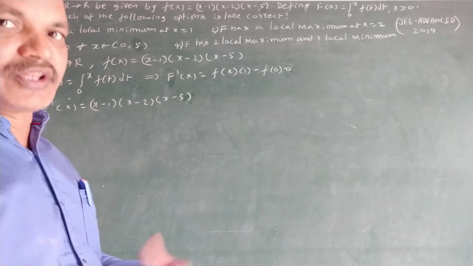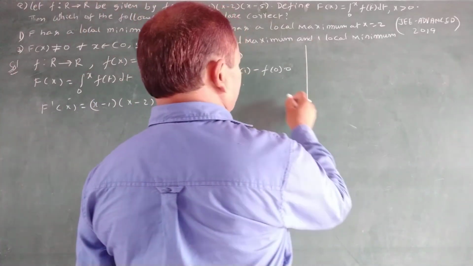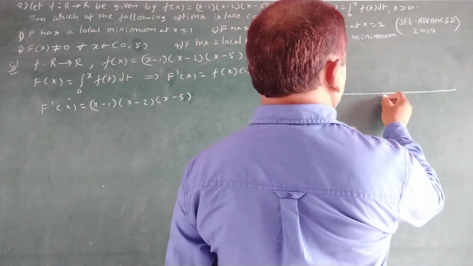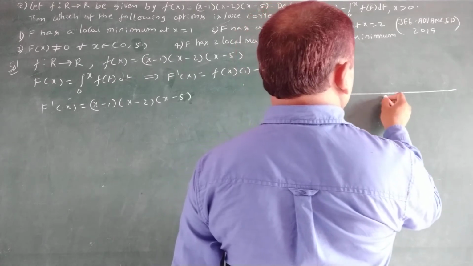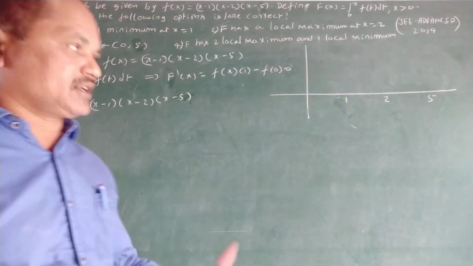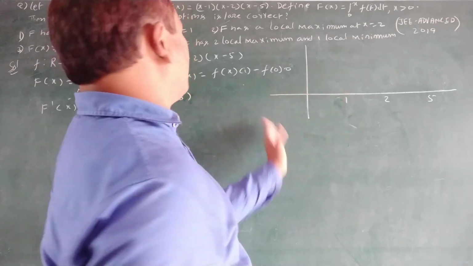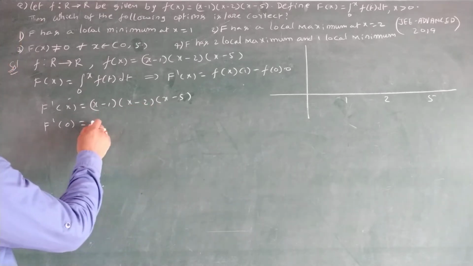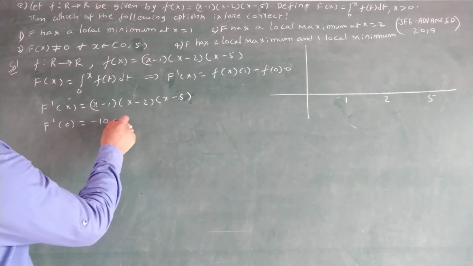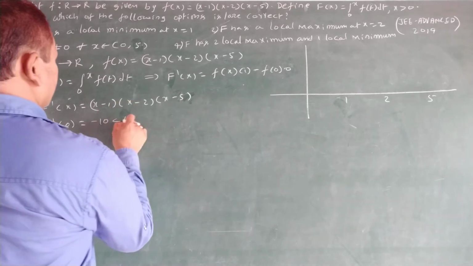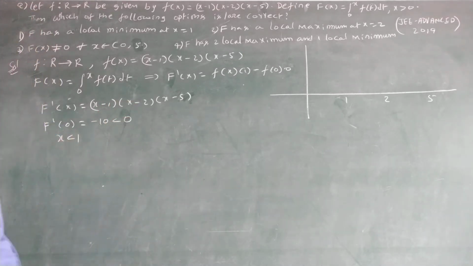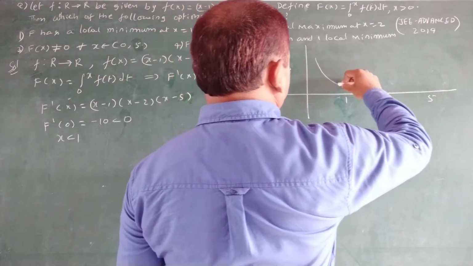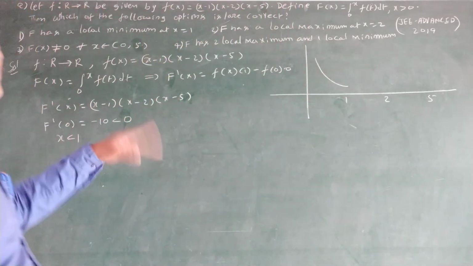Now we have to draw the graph for this one. Here it is 1, here it is 2, here it is 5. That's all. So, in the left neighborhood of 1, we substitute 0 in F dash: F dash of 0 is minus 1. That's why it is negative, less than 0, at x less than 1. That's why it has a negative slope. That means the curve is decreasing here.